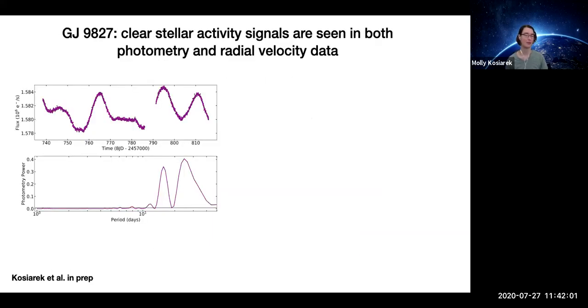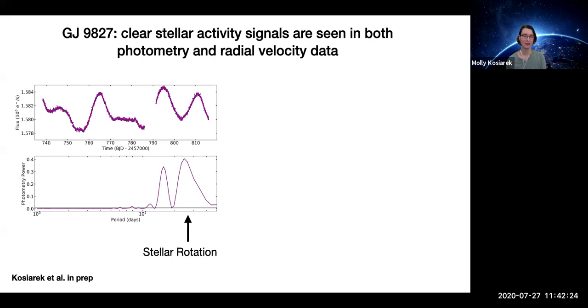First, this is the photometry for GJ 9827. The stellar rotation is really clearly seen in the time series at the top, and a periodogram analysis produces 2 significant peaks. The longer of the 2 is more likely to be the rotation period. According to Rice et al. 2019, it's more consistent with the inferred age of the star.